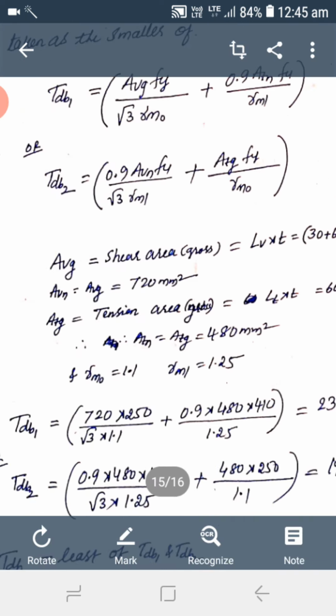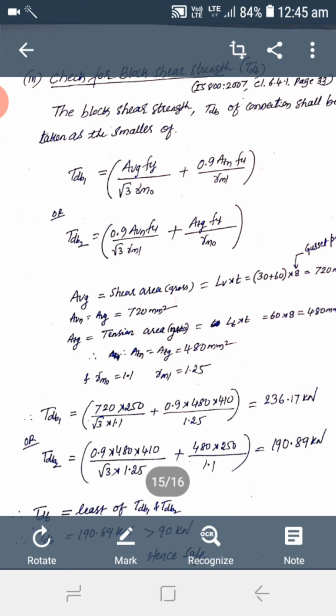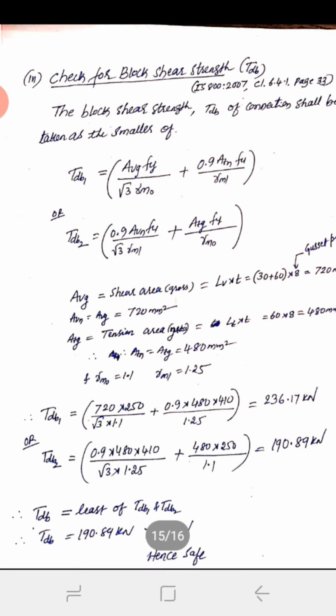Then substitute all the values in TDB1 and TDB2, you will get TDB1 as 236.17 and TDB2 as 190.89 kilonewton. So the least value of these two, that is 190.89 kilonewton, will be the block shear strength, which is more than the load given, that is 90 kilonewton, hence safe in block shear strength also. Okay, so it has passed in all the three cases, hence the assigned section is safe in carrying the load, hence this is the design.